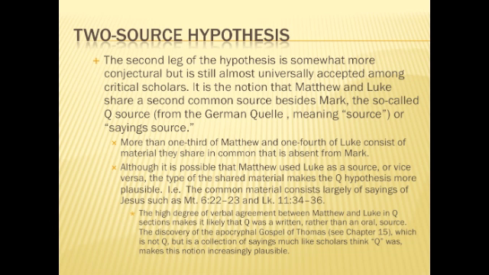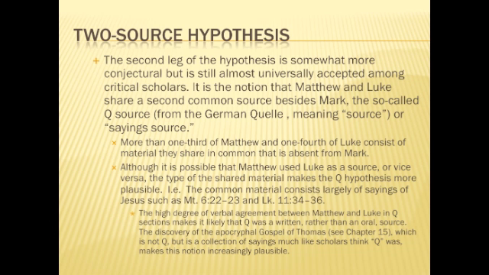In other words, the material they share in common consists largely of sayings of Jesus, such as in Matthew chapter 6, verses 22 to 23, and Luke chapter 11, verses 34 to 36. In other words, what they have in common is made of similar stuff. The high degree of verbal agreement between Matthew and Luke in Q sections makes it likely that Q was a written rather than an oral source. In other words, the material that's in agreement between Matthew and Luke is so similar in wording that they must have had the source right in front of them.